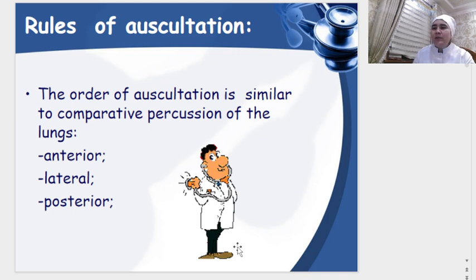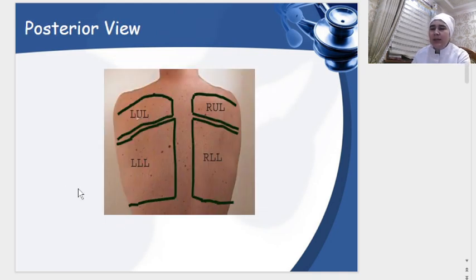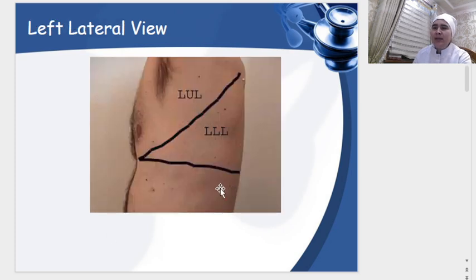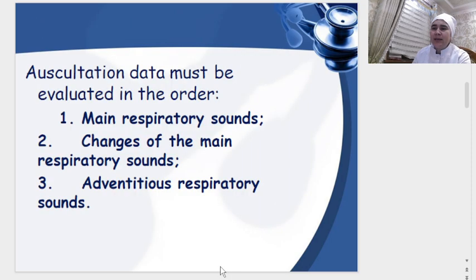The order of auscultation is similar to comparative percussion of the lungs. We use the anterior, lateral, then posterior chest sides. It is an anterior view. It is a posterior view. Then it is the left lateral view. It is the right lateral view. Auscultation data must be evaluated in order.